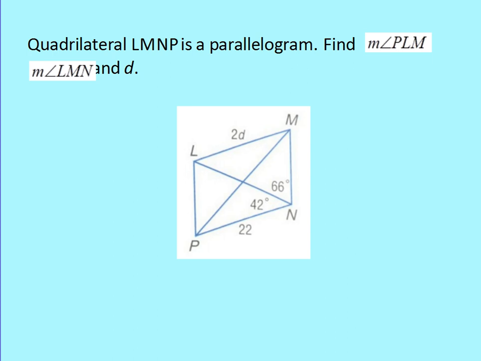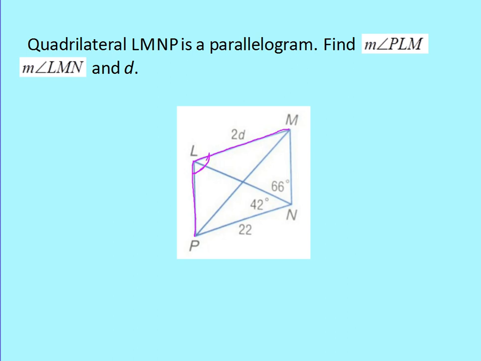Now, using that information, let's solve some problems. In this example, we know that LMNP is a parallelogram. We need to find the measure of angle PLM, the measure of angle LMN, and the measure of D. So first of all, let's find the measure of angle PLM, which is this angle right here.